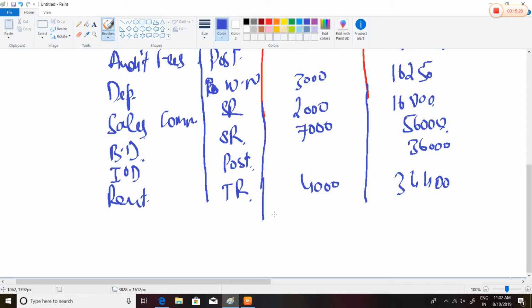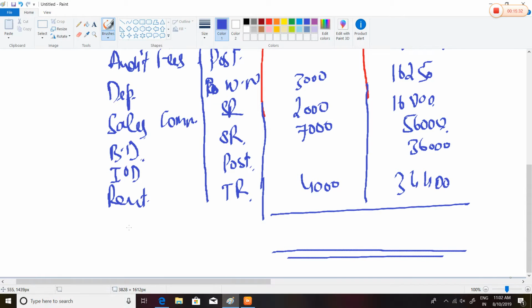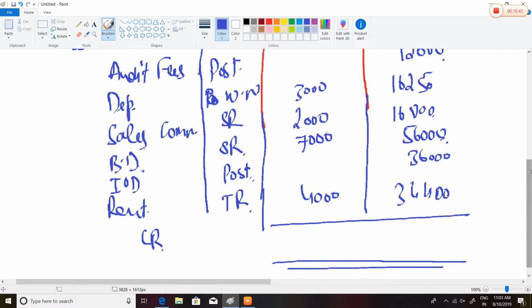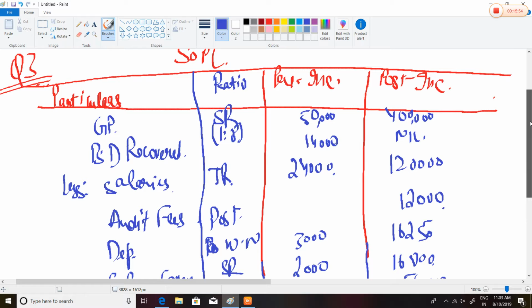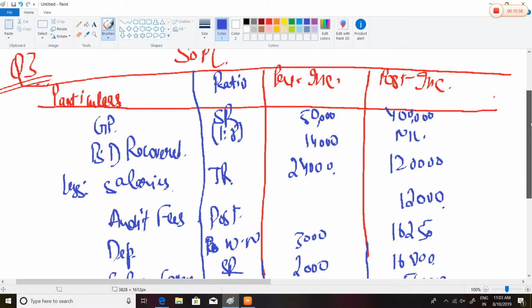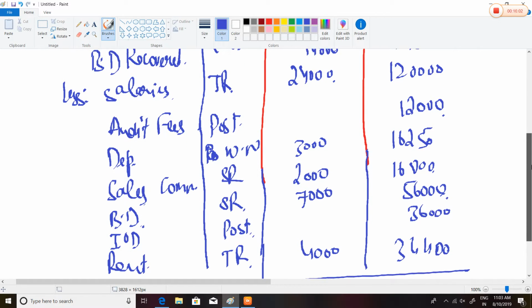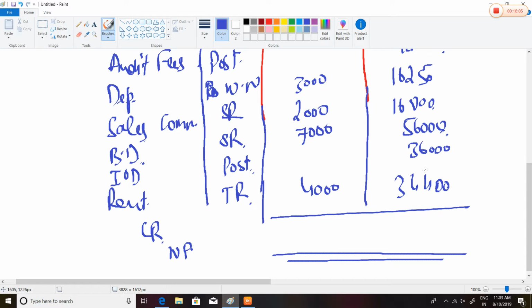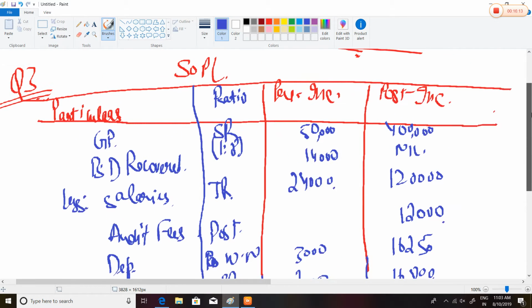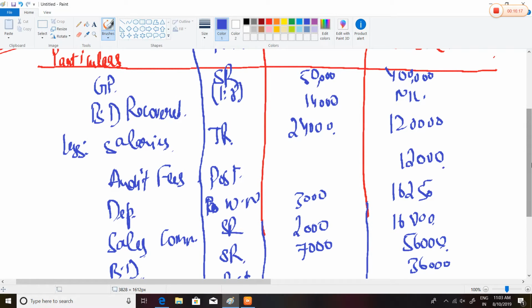Now you will get an amount here. Pre-incorporation profits will go to capital reserve, and the post-incorporation profits will go to our net profits. Okay, let's calculate. 50,000 plus 14,000, 64,000 minus 24,000, 40 minus 3, 37 minus 2, 35, 28 and 24,000 here. And here 4 lakh minus 1 lakh 20,000, 2 lakh 80,000, 2 lakh 80,000 minus 12,000.